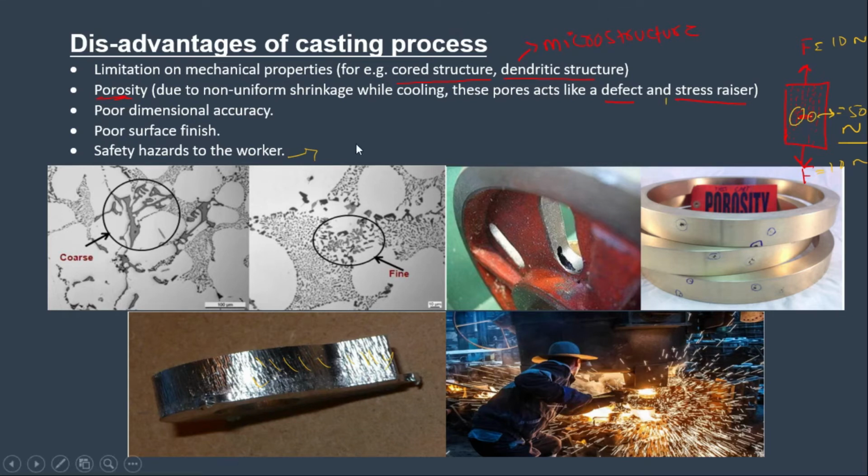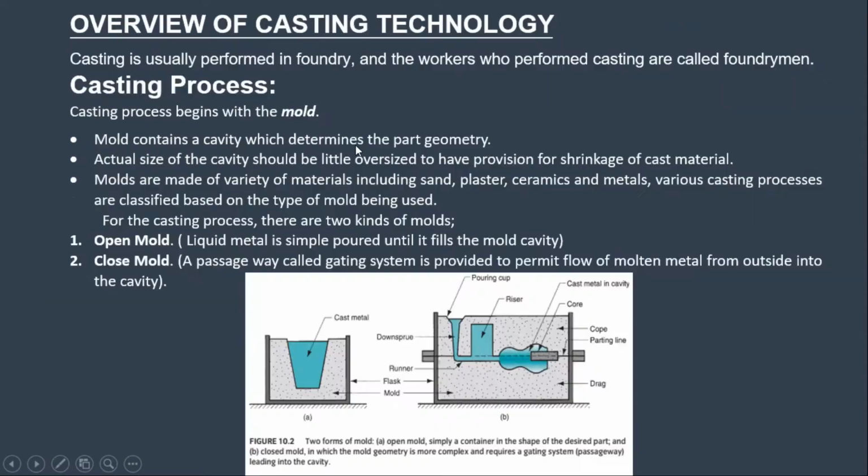So these were just some basic advantages and disadvantages of the casting process. Now, some overview of the casting process. The casting is usually performed in a foundry, and the one performing the casting process is termed the foundryman. The most common and the oldest type of casting process is sand casting. This is used to demonstrate the basic concept of the casting process to students, so it has almost all the components that are used in the casting process.